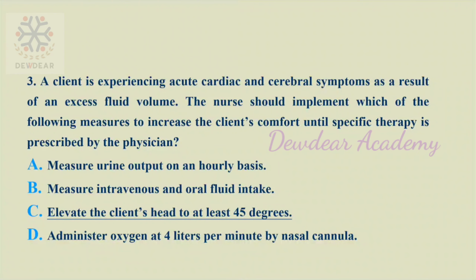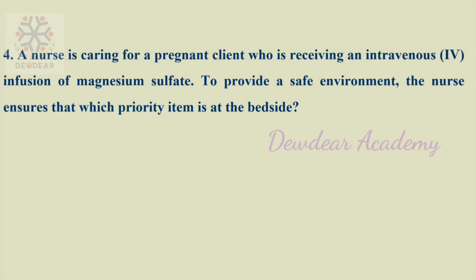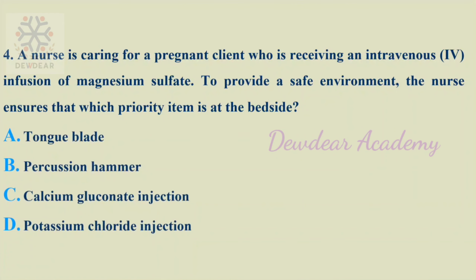Next question. A nurse is caring for a pregnant client who is receiving an intravenous infusion of magnesium sulfate. To provide a safe environment, the nurse ensures that which priority item is at the bedside? Options: tongue blade, percussion hammer, calcium gluconate injection, potassium chloride injection.